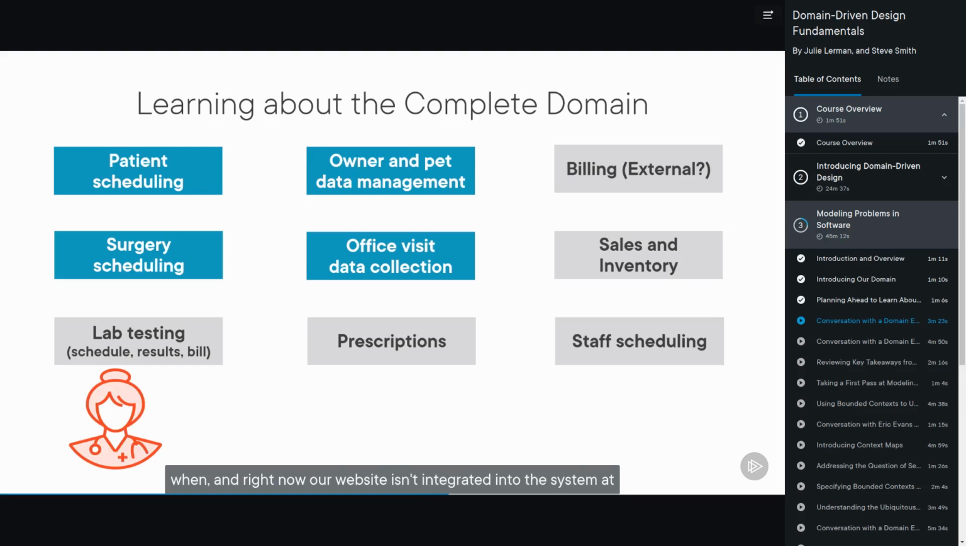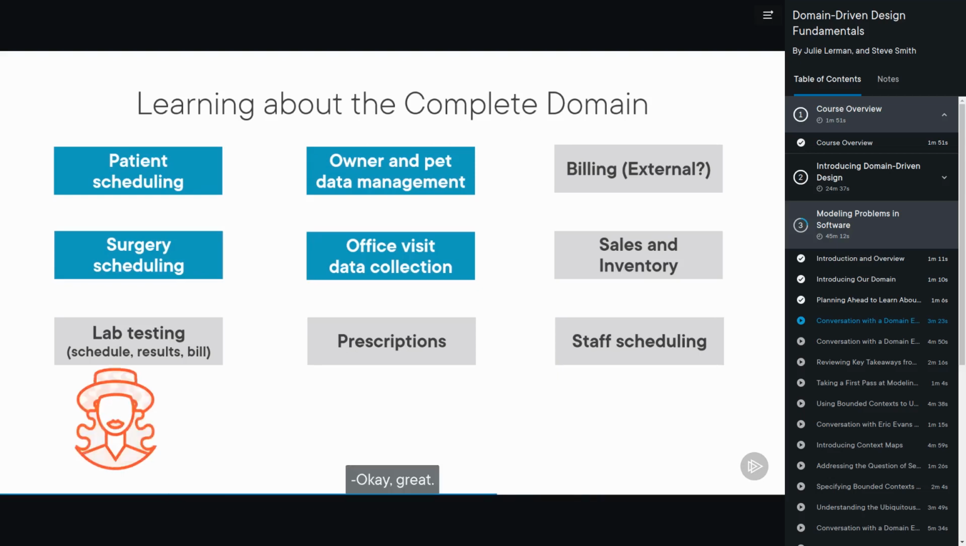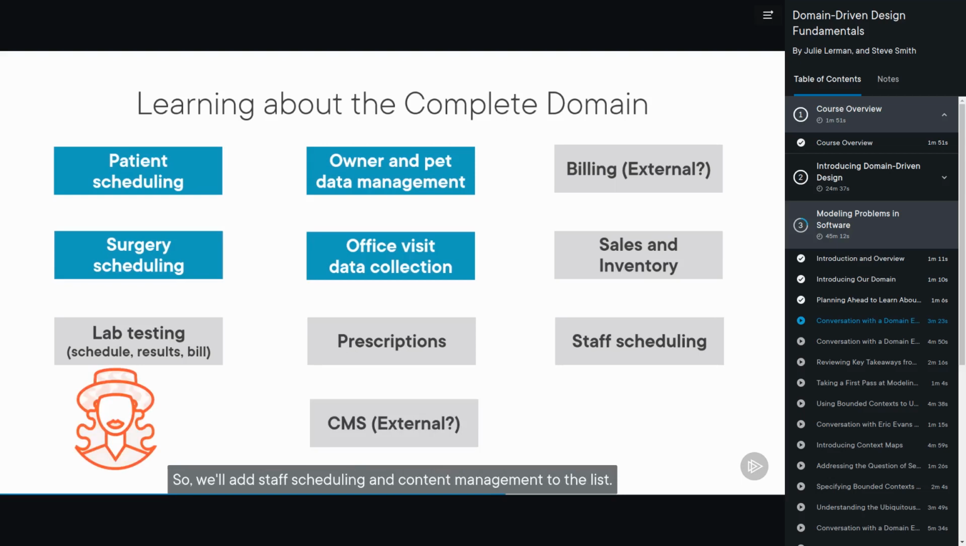And right now, our website isn't integrated into the system at all. But we were thinking it'd be great if clients could view information about their pets, maybe schedule appointments, look up prescriptions, and we can make updates to the site without having to go through our computer contractor. Okay, great. So we'll add staff scheduling and content management to the list.